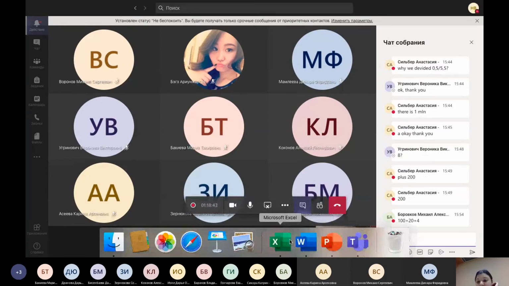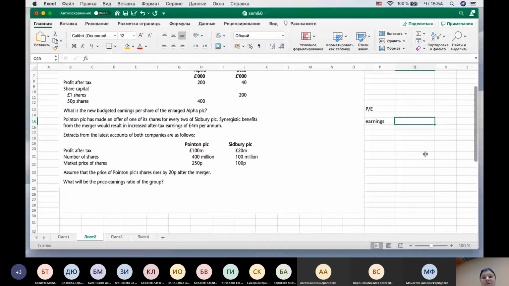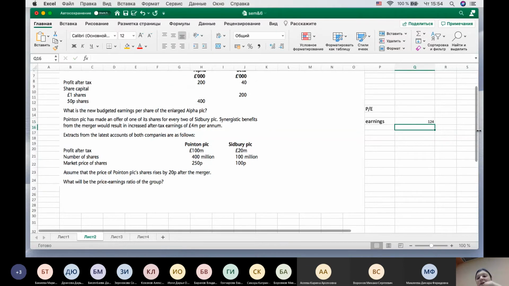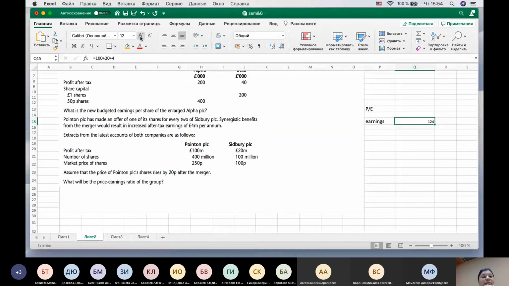Good. Thanks a lot, Mikhail. It'll be 100 plus 20,000 plus our synergetic benefits, our synergy, plus 4 million. Exactly, 124, thanks a lot. Then we have to calculate our earnings per share as we have the price per share.